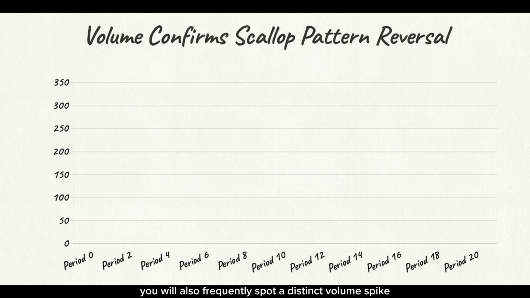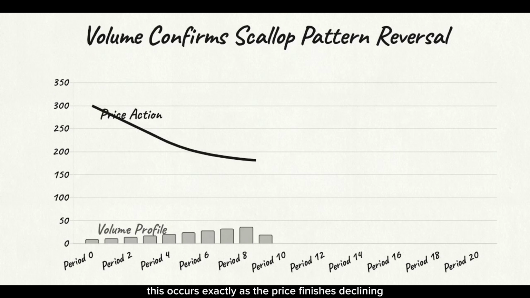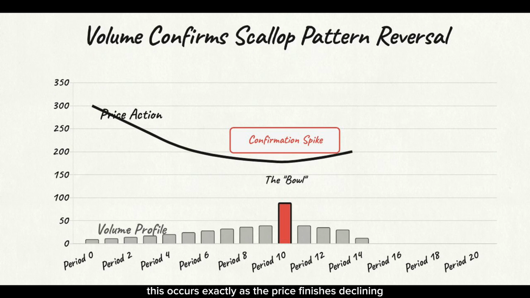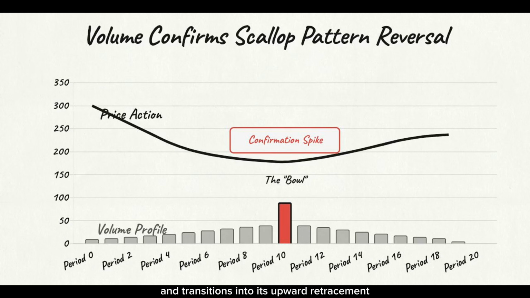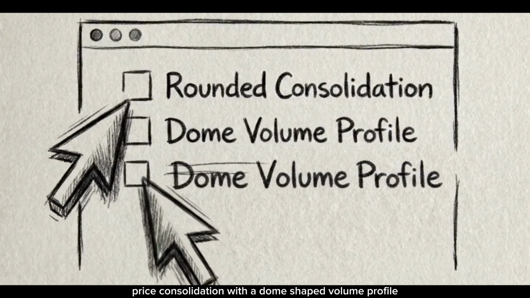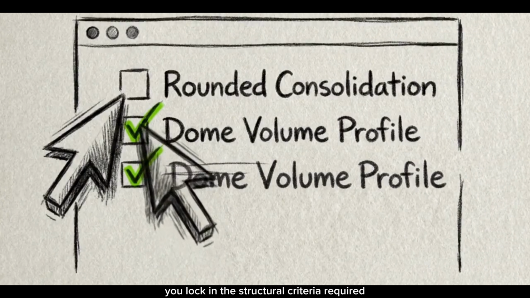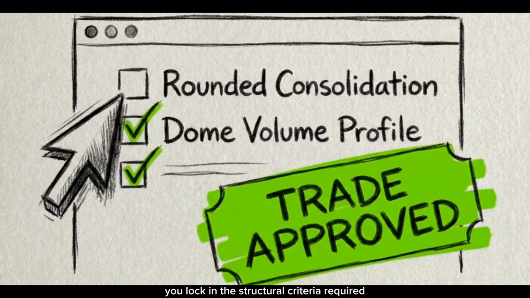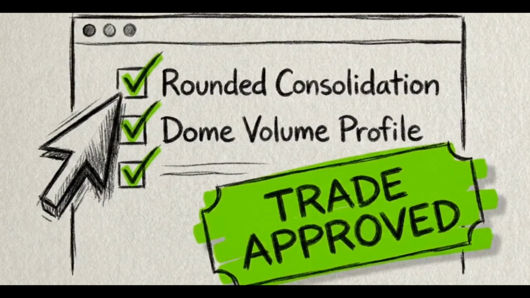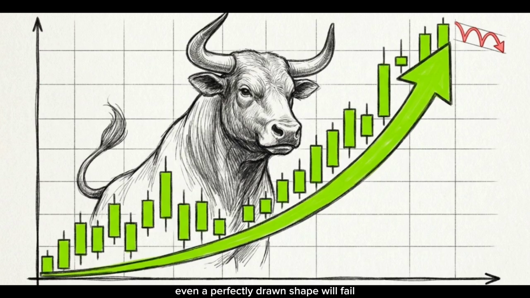You will also frequently spot a distinct volume spike near the center of the bowl. This occurs exactly as the price finishes declining and transitions into its upward retracement. When you align that smooth, rounded price consolidation with a dome-shaped volume profile, you lock in the structural criteria required for a high-probability trade. Even a perfectly drawn shape will fail if it fights the broader market context. You have to align your setup with the prevailing macro trend.